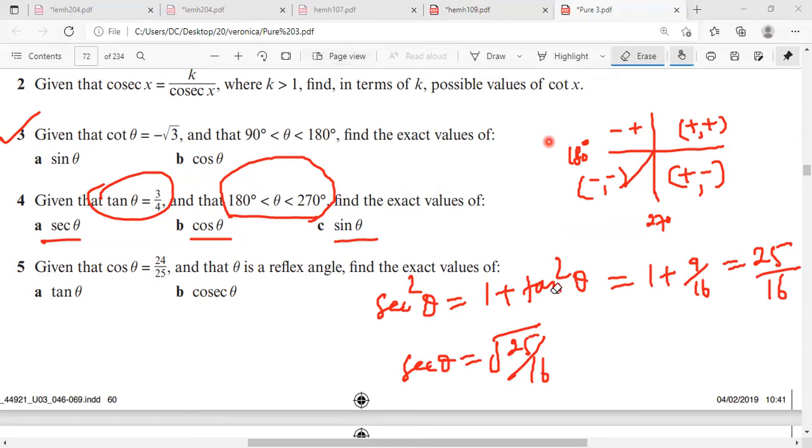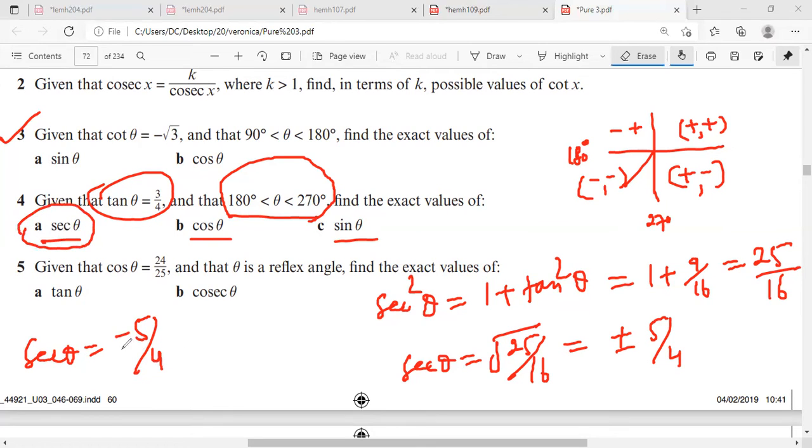Then sec theta would be the square root of 25 by 16. How much is the square root of 25 by 16? It would be plus minus 5 by 4. As we know, sec theta is negative in this quadrant. So therefore sec theta is equal to minus 5 by 4. So we get the answer of part A: sec theta is minus 5 by 4. If sec theta is minus 5 by 4, we can find the value of cos theta also. Cos theta would be upside down, 4 by 5, and of course negative, minus 4 by 5.